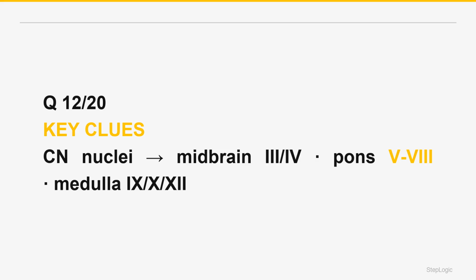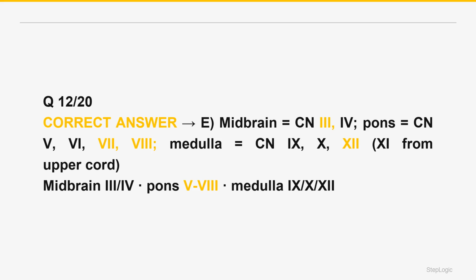XI upper cord. The cranial nerve nuclei are arranged in the brainstem in a rostral to caudal order that allows lesion localization. The midbrain contains the nuclei of CN3, oculomotor, and CN4, trochlear. The pons contains the nuclei of CN5, trigeminal, CN6, abducens, CN7, facial, and CN8, vestibulocochlear. The medulla contains the nuclei of CN9, glossopharyngeal, CN10, vagus, and CN12, hypoglossal, with CN11, accessory, arising from the upper cervical spinal cord. The correct answer is E.